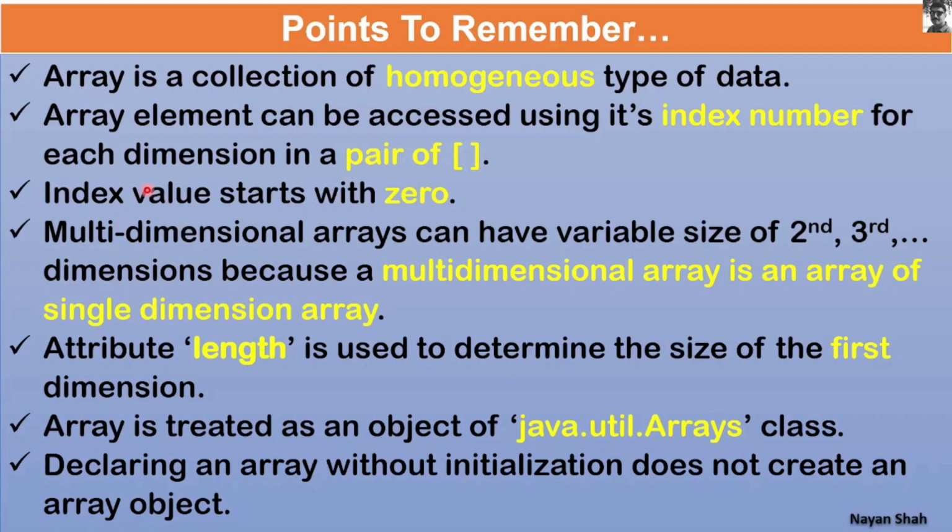Second point, an array element can be accessed using its index number. That now you know very well. The index number starts from 0, and these index numbers are written within a pair of square brackets which follows the name of the array. Index value always starts with 0, so the first element of an array has index number 0.